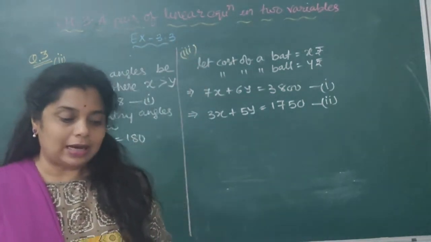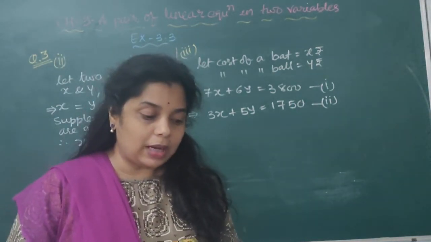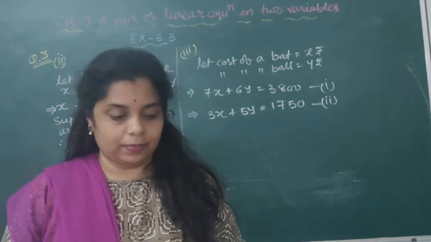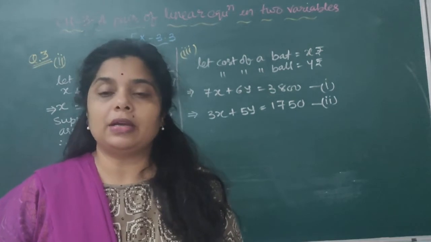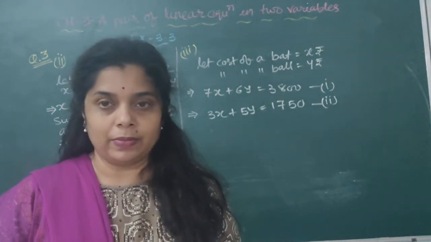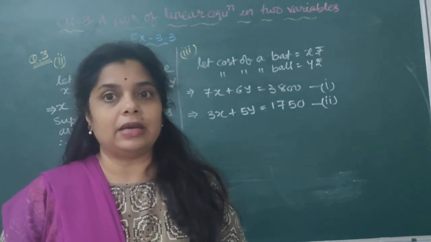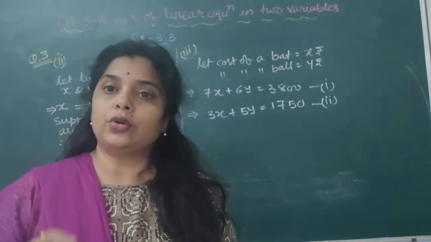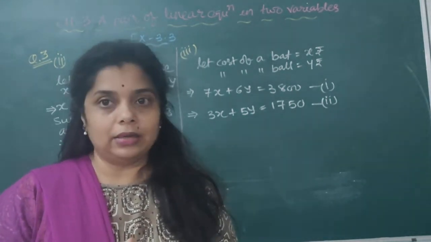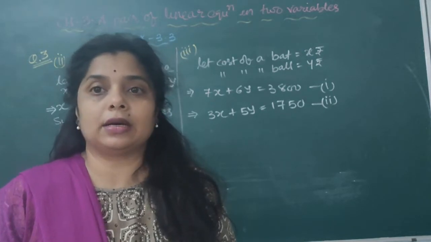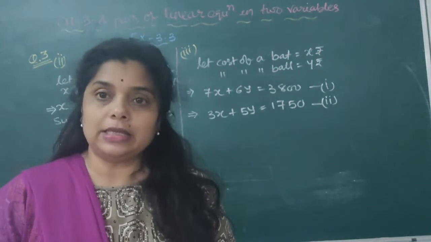The second one is: the larger of two supplementary angles exceeds the smaller by 18 degrees. Find them. Here first of all supplementary angles are given. Supplementary angles means their total is 180. If we suppose the two supplementary angles are x and y, their total is x plus y is equal to 180, and for the bigger angle, suppose we take x greater than y, x exceeds y by 18.